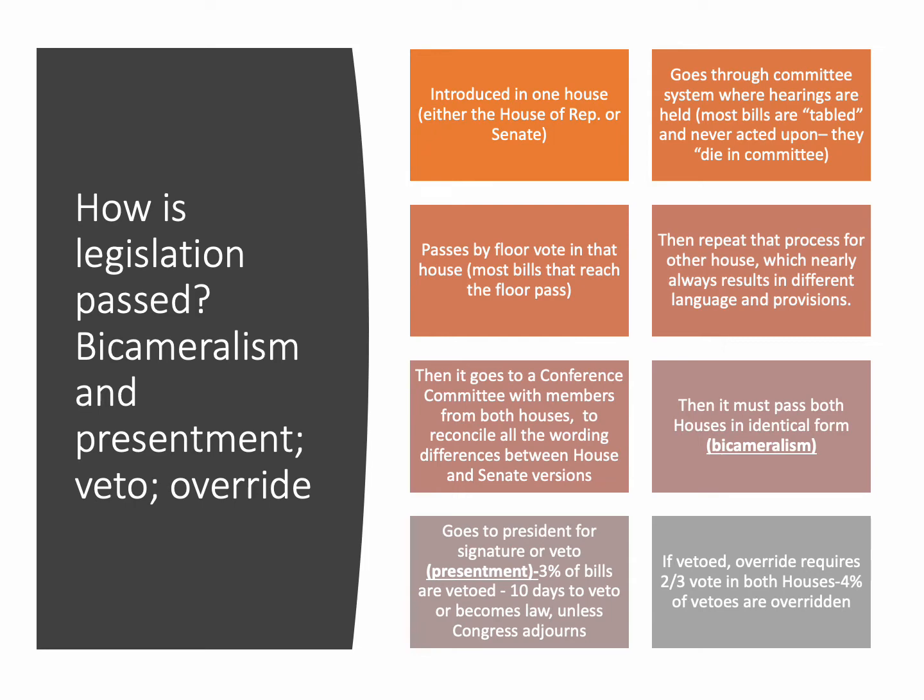Then we call that bicameralism, both houses. Then it goes to the president for a signature or veto. Only about 3% of bills are vetoed, and the president has 10 days to veto it, or it becomes law. Because if the president doesn't veto it, it will become law in 10 days. Normally the president will sign it. Even if they don't sign it, if they let it sit there for more than 10 days, it becomes law. If it is vetoed, then it goes back to both houses, and it can be passed over the president's veto by a vote of 2/3 in both houses. Only about 4% of vetoes are overridden by Congress.